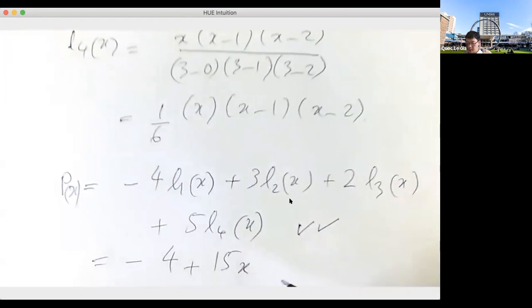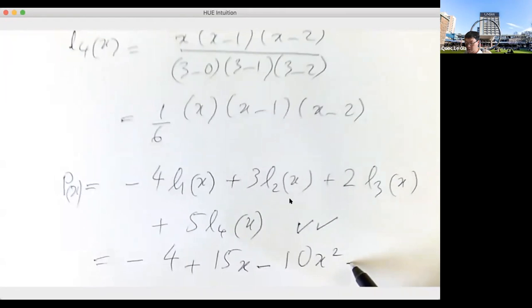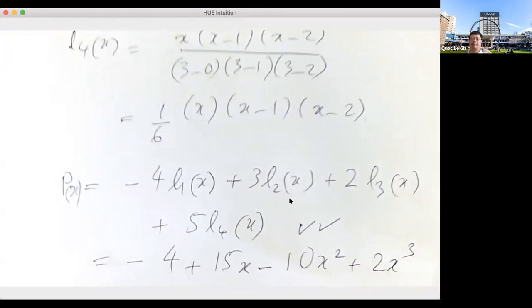So you can expand it by hand or by Maple. Yeah, so it will be a cubic polynomial of this form. Okay. So that is the Lagrange form. So any question? So far so good, right? So this is the Lagrange form of the interpolation.